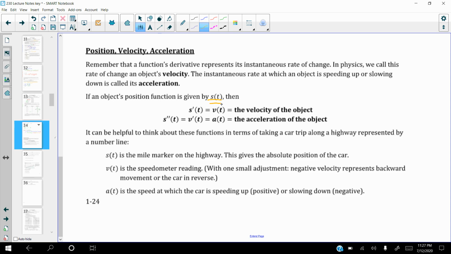But S prime, which is the derivative of S, we just said is velocity. That's this one. And then the derivative of velocity, or V prime, is acceleration. But acceleration, because V prime is the derivative of S prime, is also S double prime. So S double prime is acceleration. So the second derivative of position is acceleration. Again, higher order derivative.